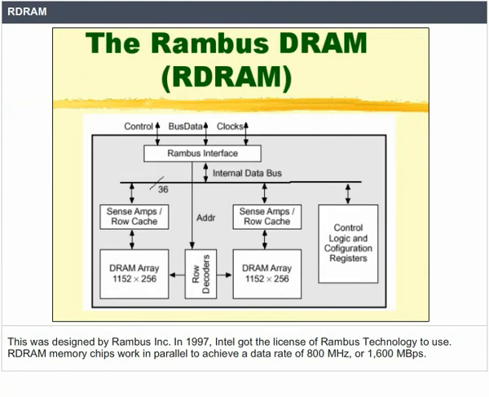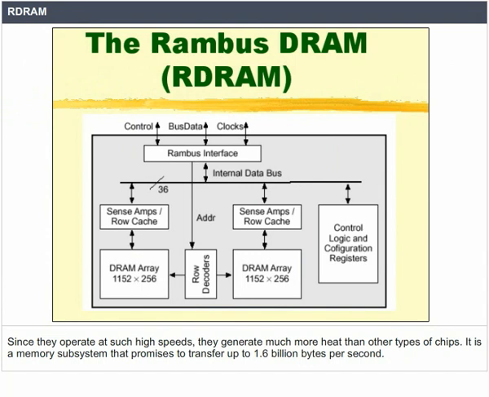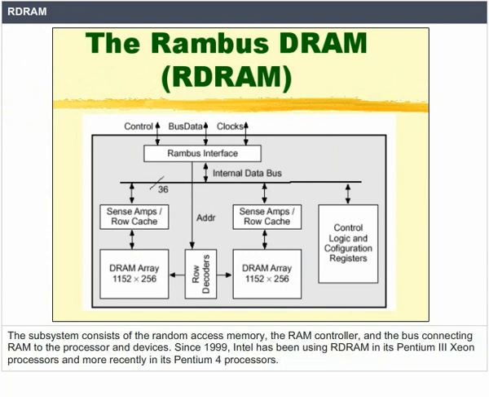RDRAM memory chips work in parallel to achieve a data rate of 800 MHz or 1600 Mbps. Since they operate at such high speeds, they generate much more heat than other types of chips. It is a memory subsystem that promises to transfer up to 1.6 billion bytes per second. The subsystem consists of the random access memory, the RAM controller, and the bus connecting RAM to the processor and devices. Since 1999, Intel has been using RDRAM in its Pentium 3 Xeon processors, and more recently in its Pentium 4 processors.